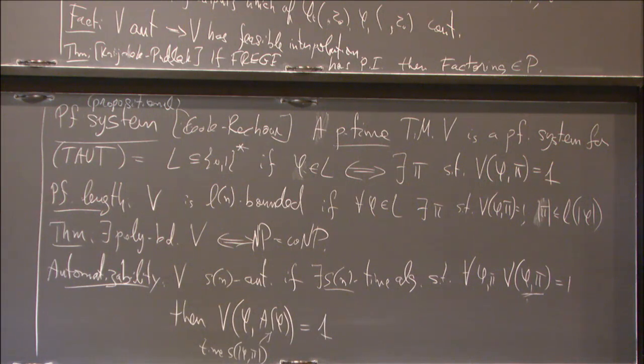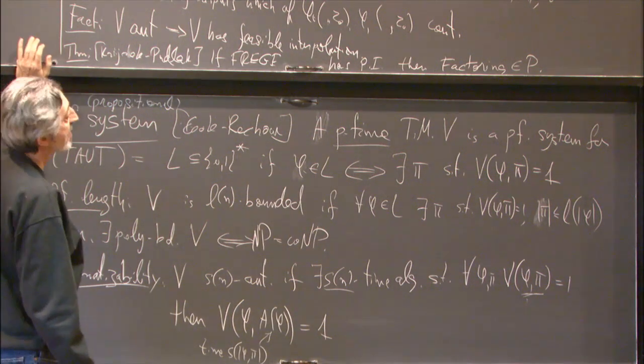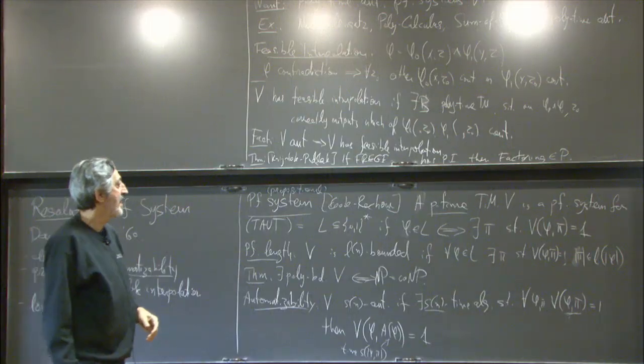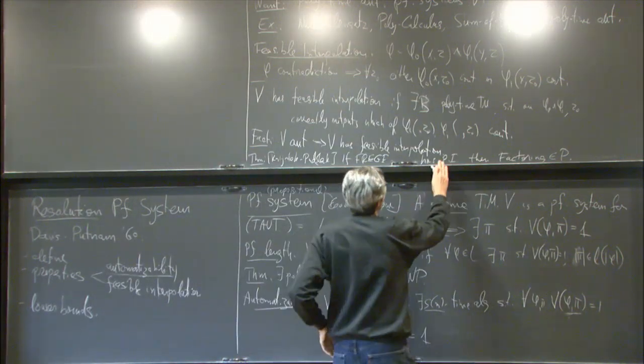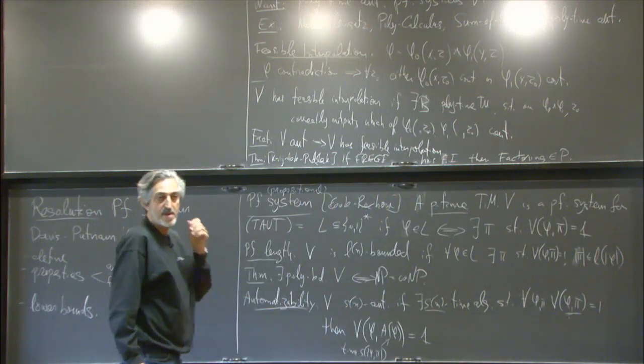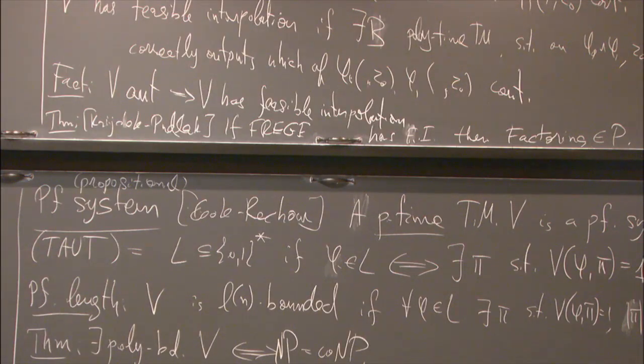Okay. You can ask me later. I can give you a hint how this is proved. It's very simple. Polynomial means the feasible interpolation. Feasible interpolation. Okay, but it will turn out that the resolution does have.